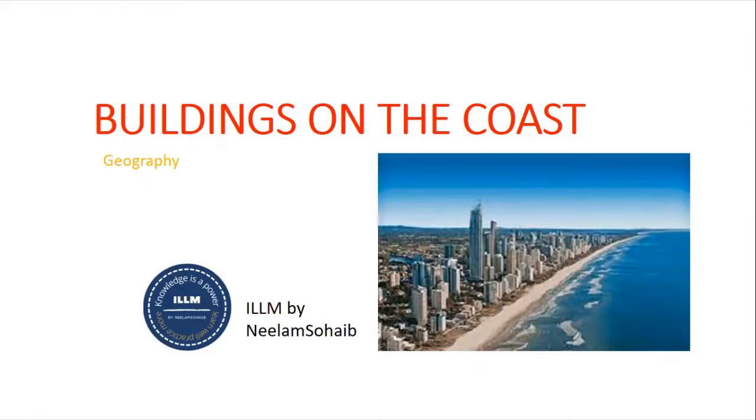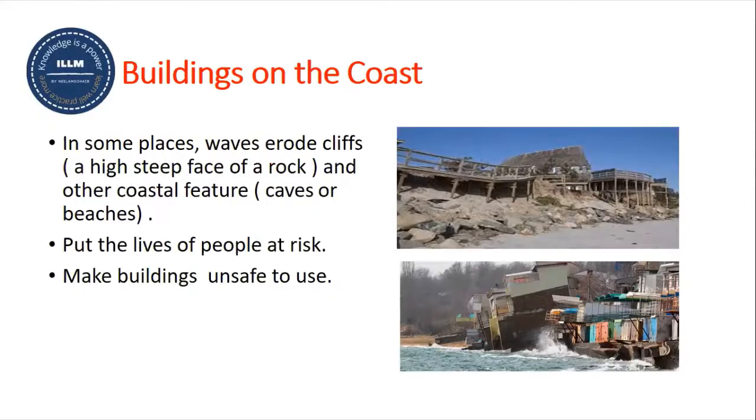As you can see in the world, there are different countries where buildings are present on the coast or near the coast. The building structures that are present on or near the coast have a high risk of coastal erosion, and this coastal erosion can undermine buildings and destroy lands, roads, utilities, and infrastructures. And in some places where waves erode cliffs and other coastal features, people who are living there are at high risk, and the buildings in which they are living are unsafe to use.